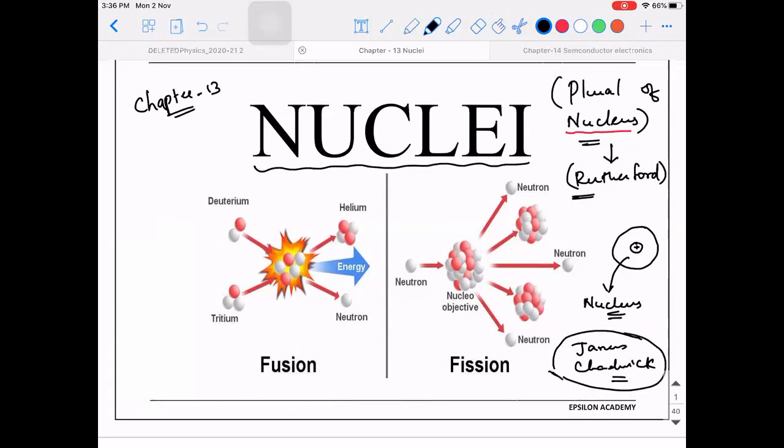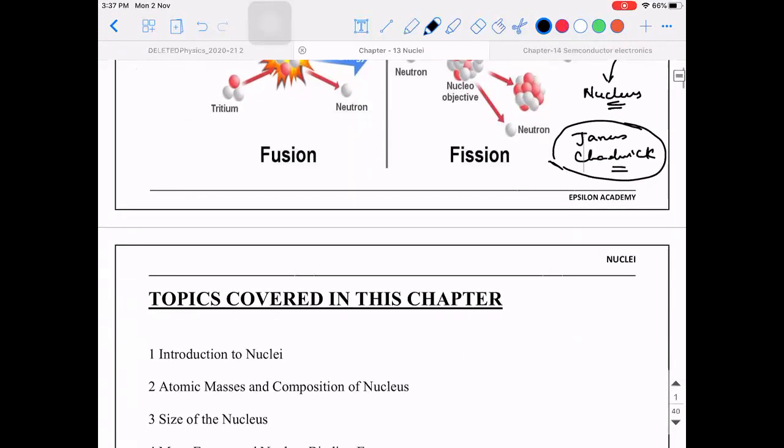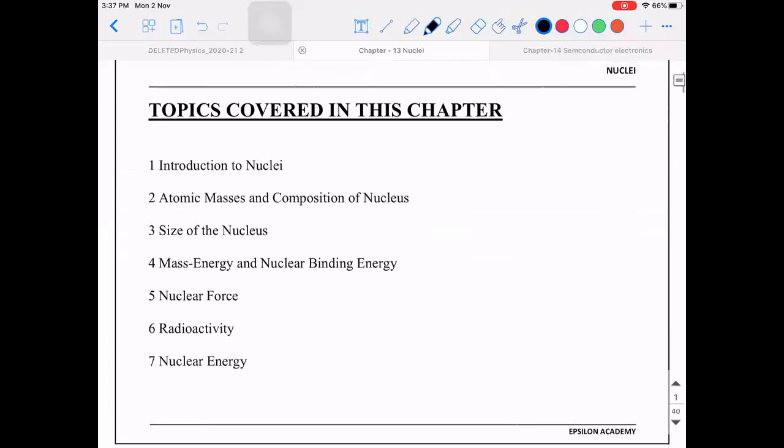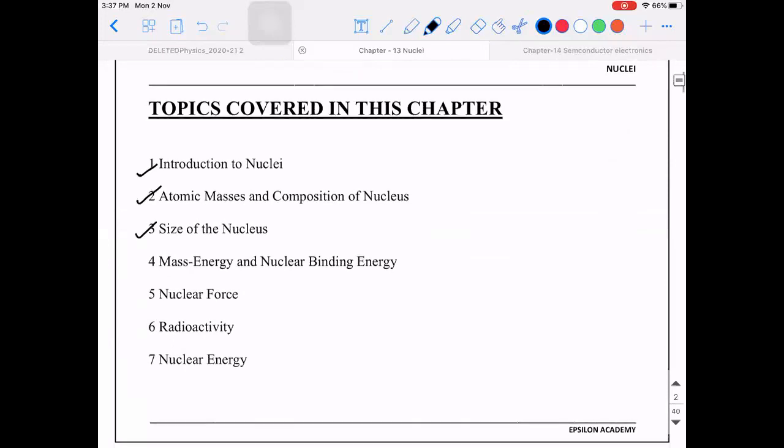That is none of our business. So in this chapter, we are going to concentrate on different terms that are there in the nucleus and what we need to understand about them. So let's see the topics that are covered in this chapter. First, we need to understand the introduction of nuclei. Second, the atomic masses and composition of nucleus. Third, the size of the nucleus.